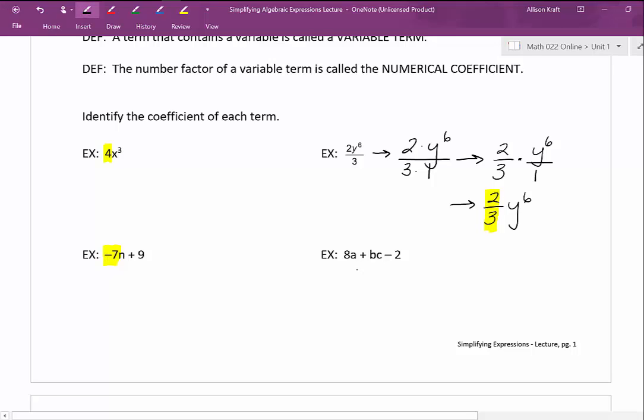In our fourth example, we see that we have 3 terms. The last term, however, is not a variable term, so it does not have a coefficient. The coefficient for our first term is 8. In the next term, we don't explicitly see a number in front. When there isn't a number written in front, there's like an invisible 1 there. The coefficient of that term is positive 1.